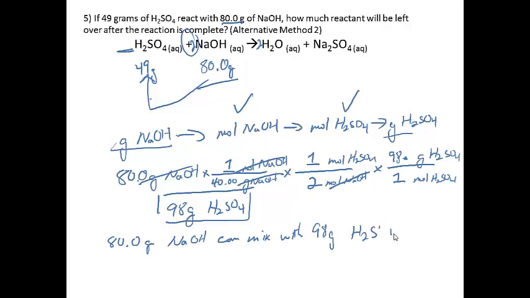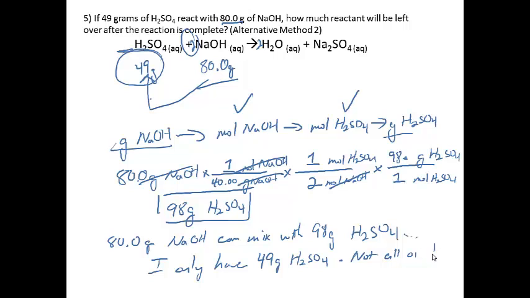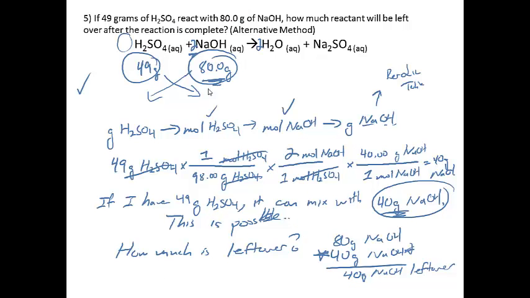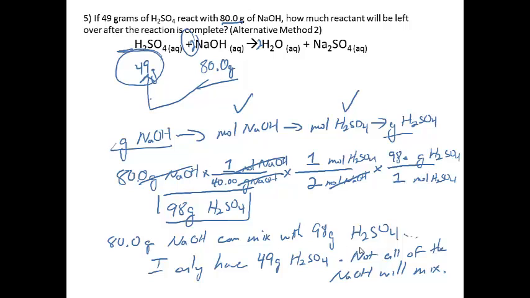And what that tells me is 80.0 grams of NaOH, what I started with, can mix with 98 grams of H2SO4, okay? But how much H2SO4 do I have? I only have 49 grams of H2SO4. So, in other words, not all of the NaOH will mix, okay? And so now I've got to go back and take my H2SO4 and convert to NaOH to see how much it'll use up, just like I did in this problem. So if the first one doesn't work out, I've got to try it the other way around, and that's one way I could see whether it will work or not.